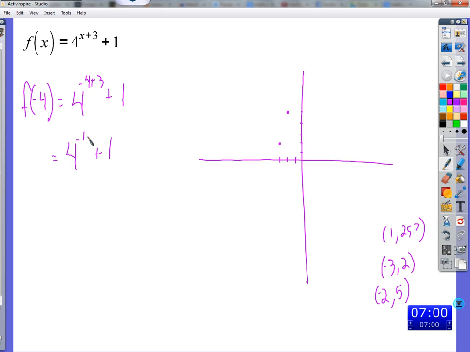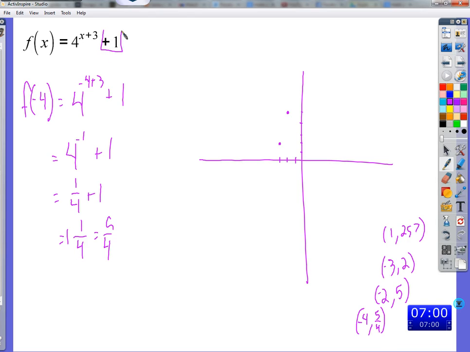4 to the negative 1 plus 1. What's 4 to the negative 1? 1/4. So 1/4 plus 1, 1 and 1/4. 5/4. Negative 4 and 5/4, right? 1 and a 4th, 1 and a little bit more than a 4th.